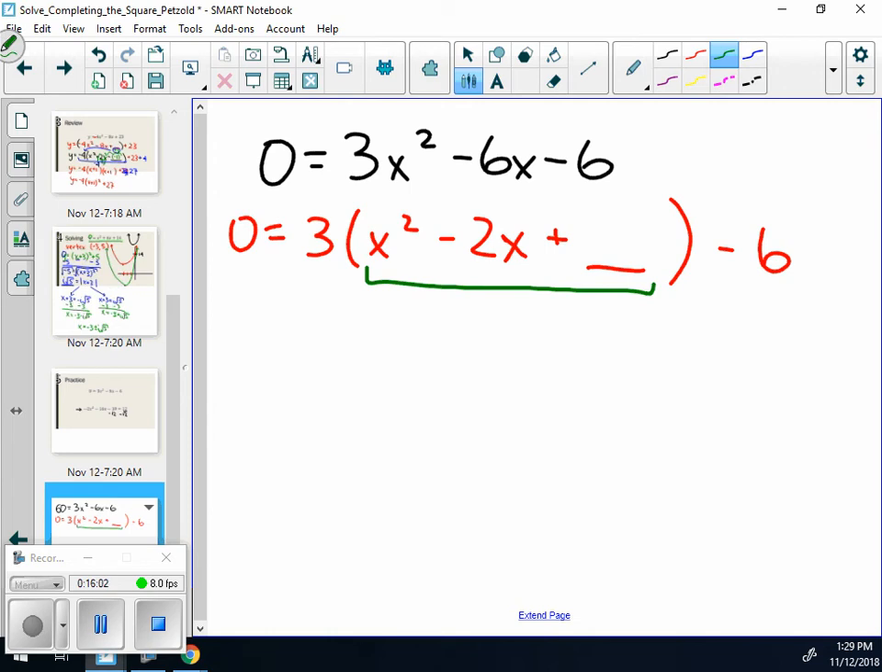All right. So what should we do with this negative 2 value? And what do we get when we do that? We get negative 2 divided by 2. We get 1. So right here is just a positive 1.